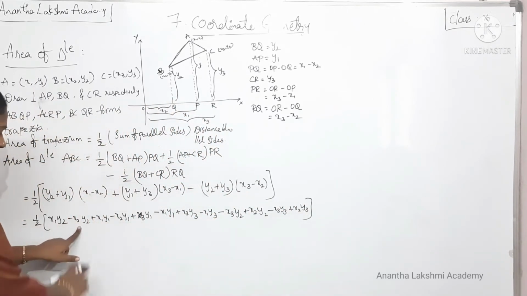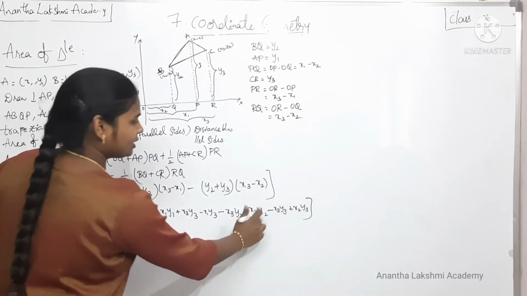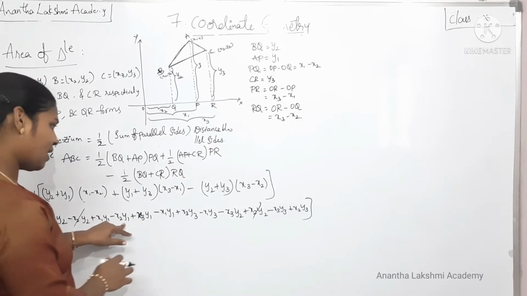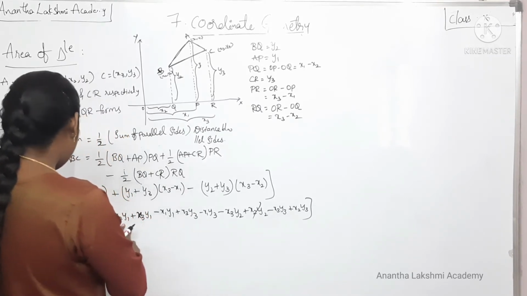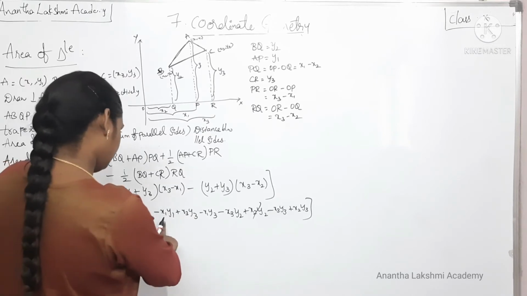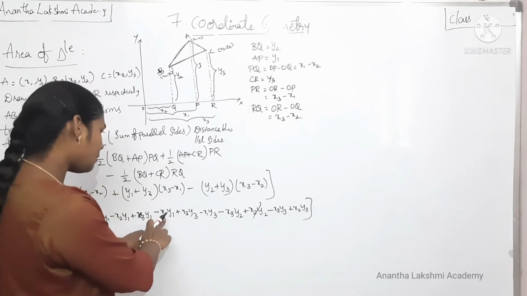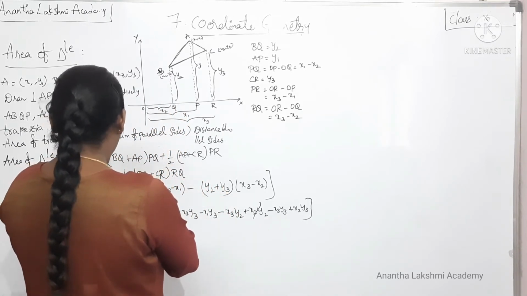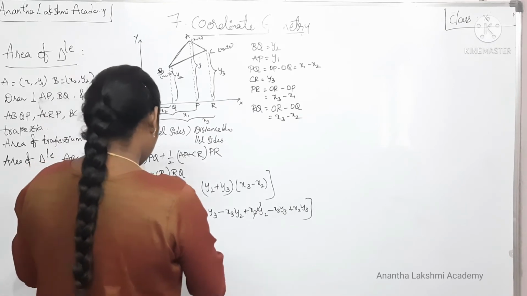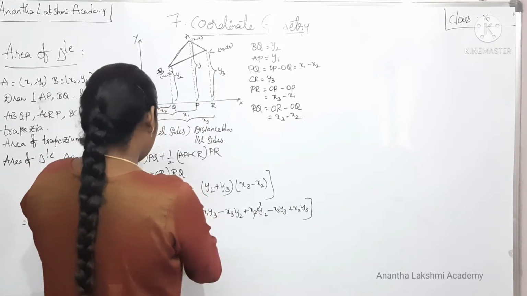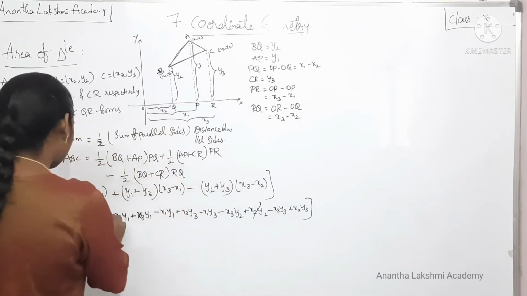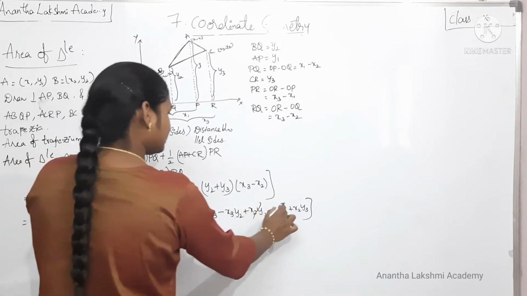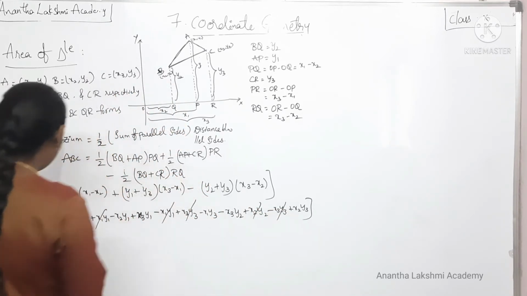Now look at the negative terms. First negative term, x2 y2. Is there a positive x2 y2? Yes. That gets cancelled. Next, minus x2 y1 we have. Is there a positive term for that? No. Okay, leave it. Minus x1 y1. Is there a positive term for that? Yes, plus x1 y1, and they get cancelled. Likewise, plus x3 y3 and minus x3 y3 get cancelled. So what is remaining for us?